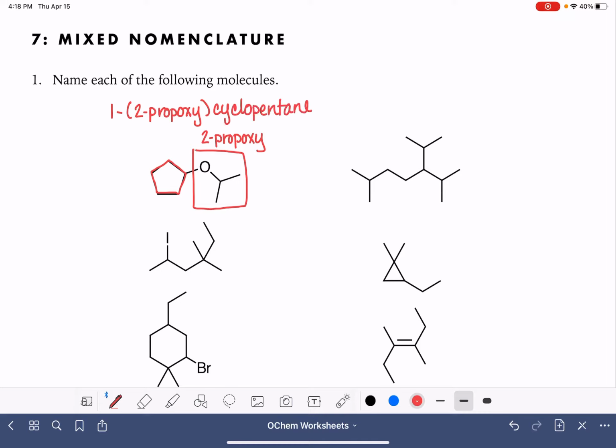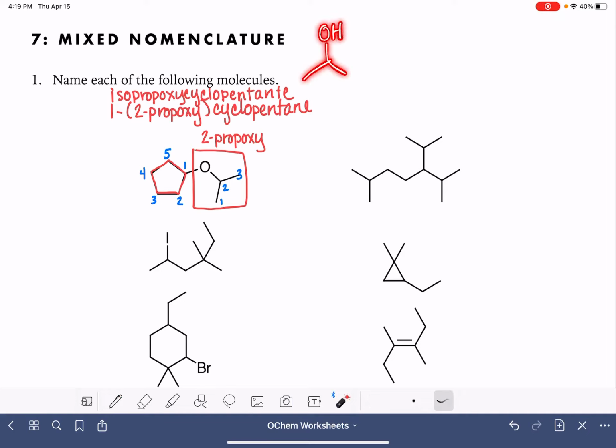Why the 1 and the 2 and all of that confusing numbering? The 1 is referring to the location of the substituent on the cyclopentane group. The 2 is referring to the location of the oxygen or the OH group on that 3-carbon chain. We could also call it isopropoxy. Isopropoxy, that sounds so funny. Isopropoxy cyclopentane. The common name of this alcohol is isopropanol. So as a substituent, that would be isopropoxy.